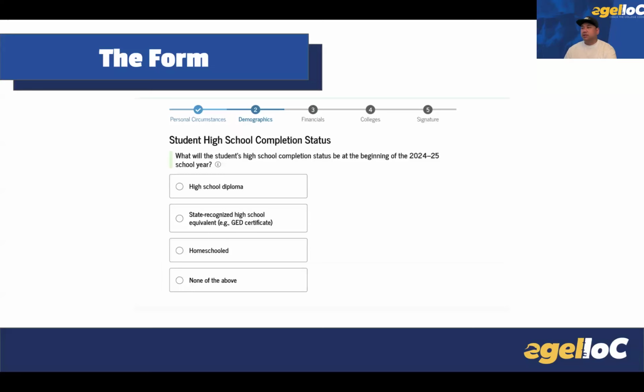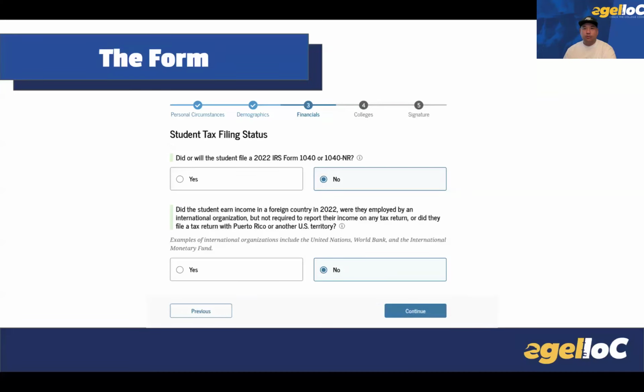They will also ask what the completion status of your high school will be, right? So if it's a high school diploma, they'll also ask you where you went to school, right? They will also ask if the student will be filing taxes. Now, me as the student, yes, I file taxes, but my 17-year-old self did not file taxes. So the answer is no here.